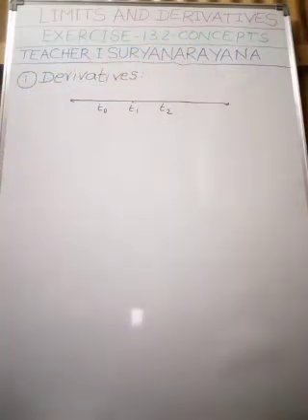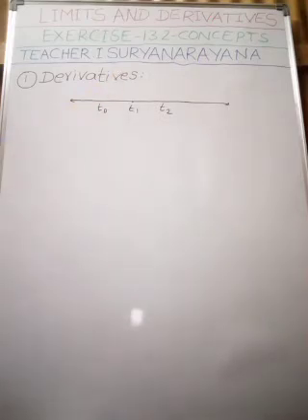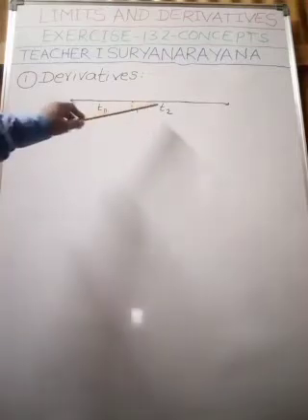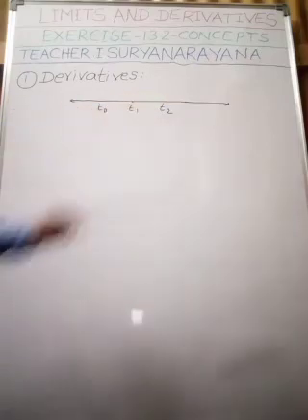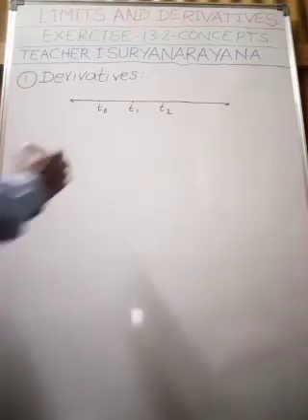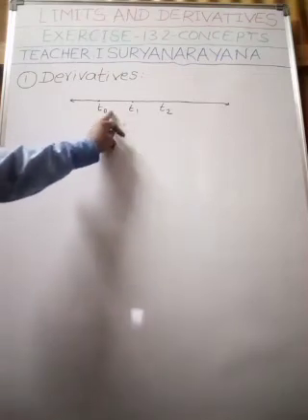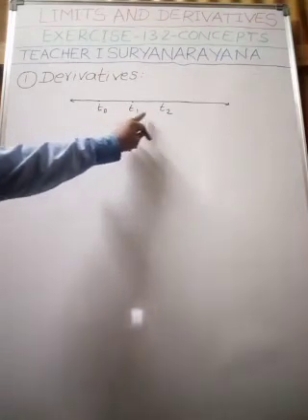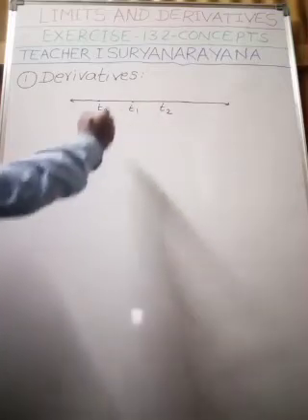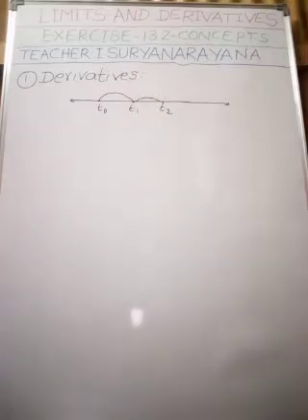In this exercise, we are going to discuss derivatives. What is meant by derivative? What is meant by derivative of a function? Suppose a particle is moving along a straight line. At T0, let us consider this is the starting point. After T1 seconds, after T2 seconds, it is reaching there like this, moving along this straight line.